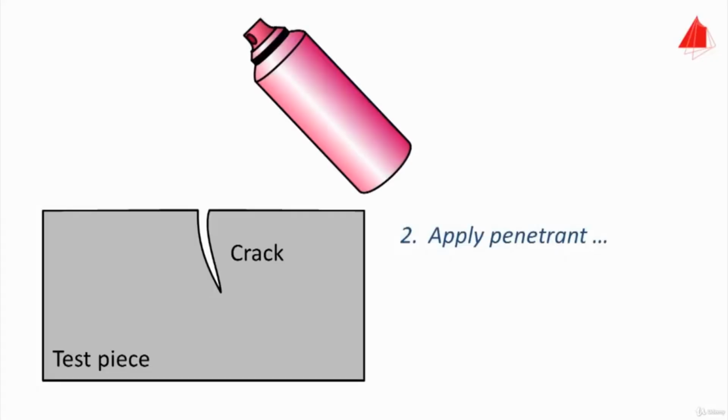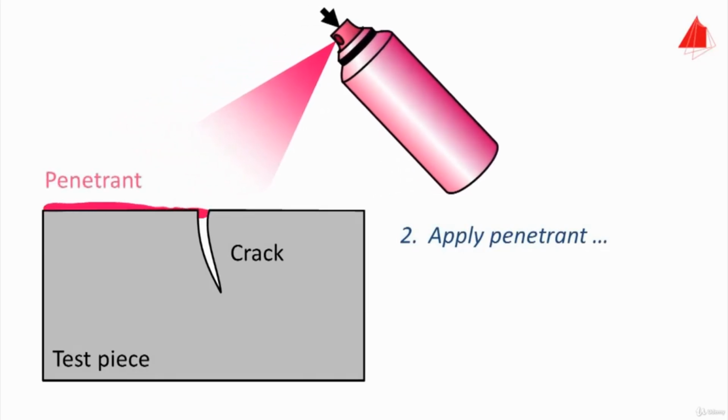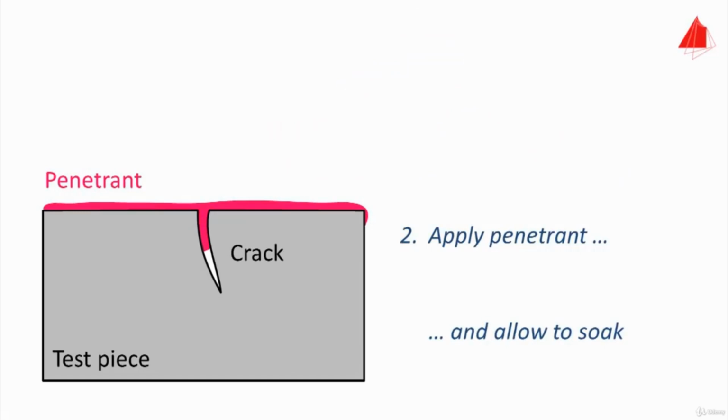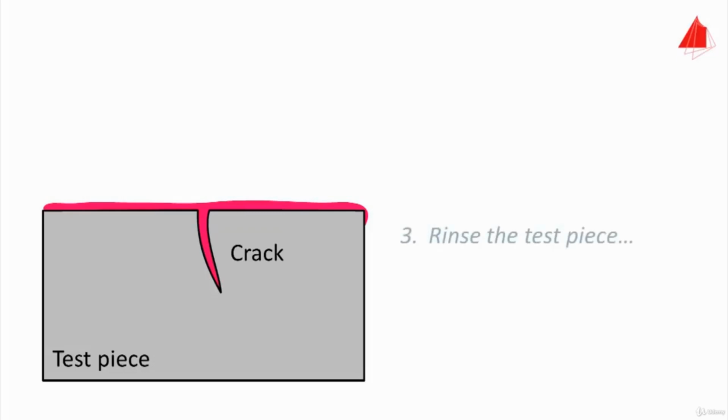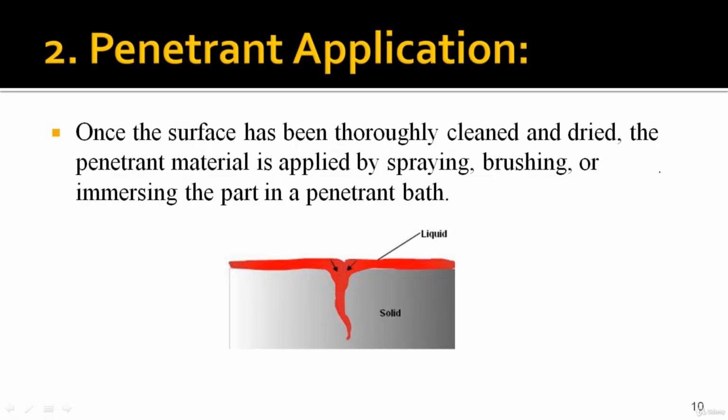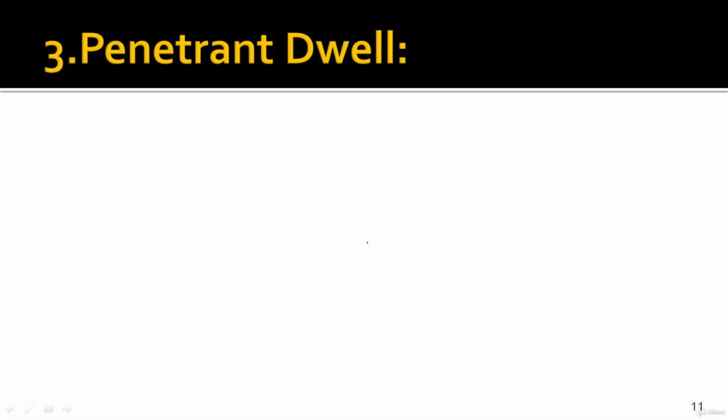The second thing, after cleaning all the surface, you have to apply the penetrant. Once the surface has been thoroughly cleaned and dried, the penetrant material is applied by spraying, brushing or immersing the part in a penetrant bath. You can see in the figure that this is a solid, this is your product, and you are applying liquid here. This is a penetrant, we will apply the penetrant.